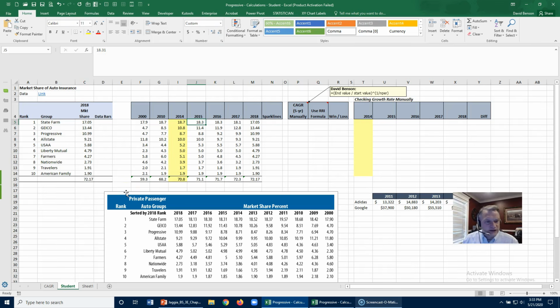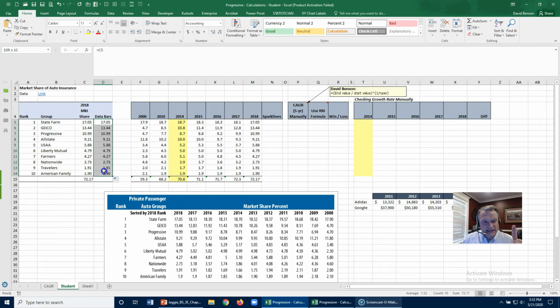That'll be important as we calculate. So the first thing is this is their market share in 2018. And what we're going to do here is I'm going to go equals what's in cell C5 and then take it down. Now, the reason I'm doing that is I want to add a data bar.